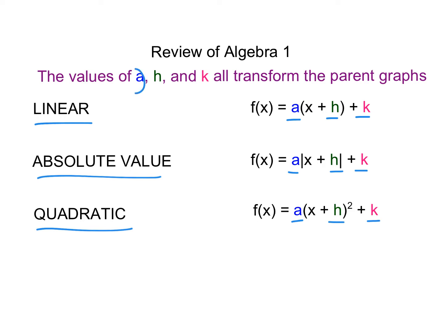So we know that a is our vertical stretch, vertical shrink, and vertical flip. We know that h are our horizontal translations, and they work the opposite of what we expect. And then we have k, which are our vertical translations, and they move the graph up and down.